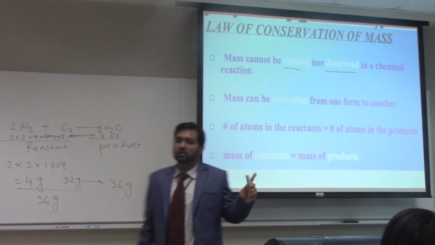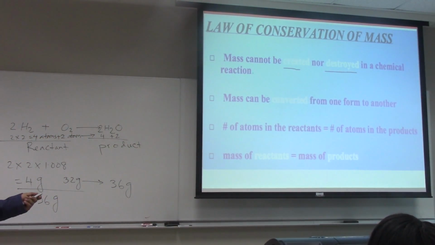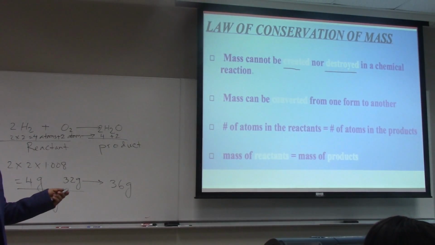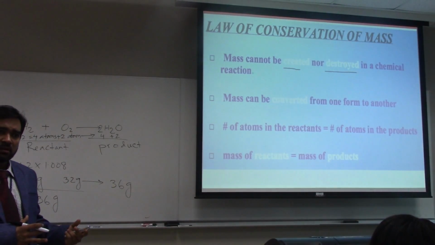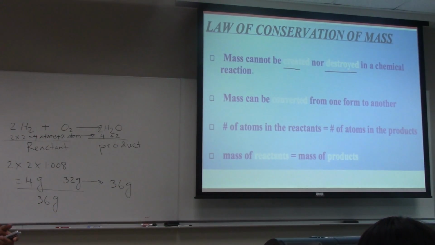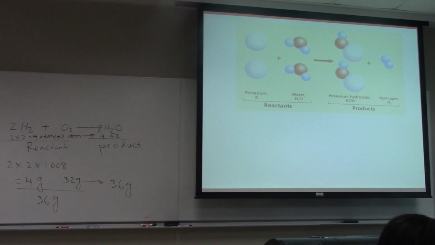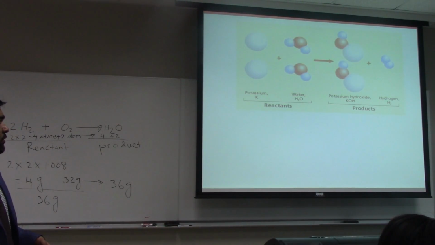So this is a summary of the theory. Mass could be converted from one format to another, but it's going to be equal. At the same time, atoms are rearranging, but the number of atoms is going to be the same in reactants and products. So I have a few more examples for you, of how products form from reactants.